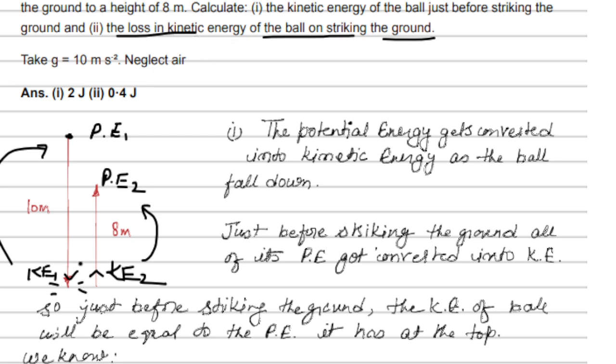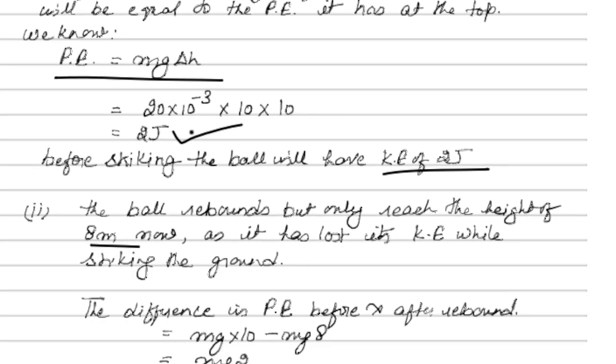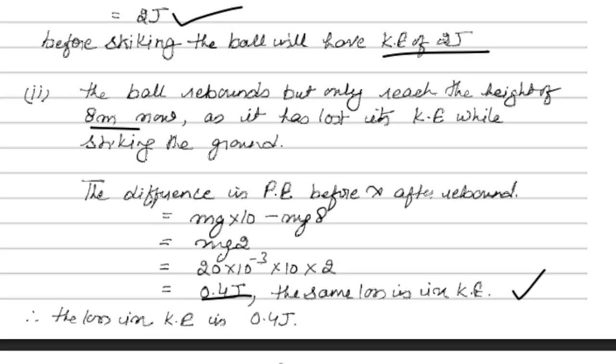The loss in kinetic energy of the ball striking the ground will be the same as the difference between the potential energy it had and the potential energy it has now. So we just need to calculate the potential energy at 8 meters. So mg(10) minus mg(8), that is mg times 2, and we can calculate. So the potential energy difference is 0.4 joules. So here it is 0.4 joules. That is the loss of potential energy.